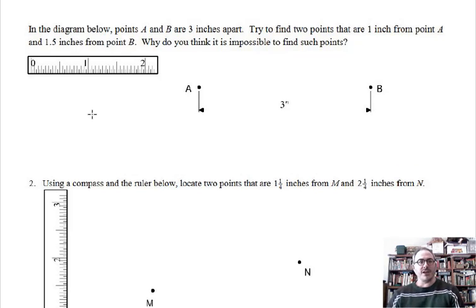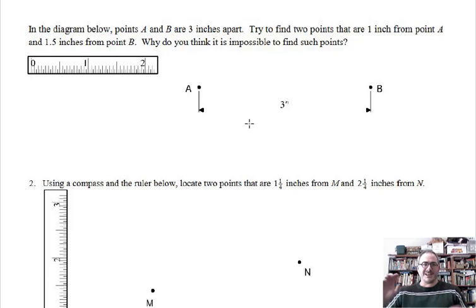In the diagram below, points A and B are 3 inches apart. Try to find 2 points that are 1 inch from point A and 1.5 from point B. Why do you think it's impossible to find such points? Let me think about this. The 2 points are 3 inches apart. Try to find 2 points that are 1 inch from point A and 1.5 inches from point B. Why can I never find such a point?